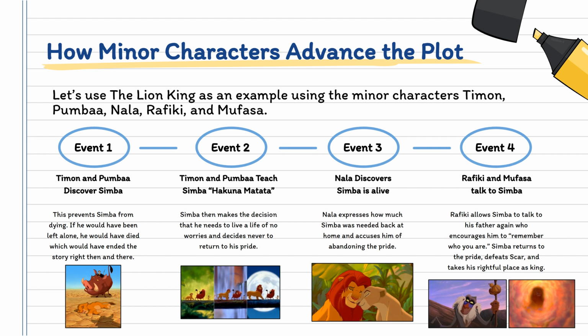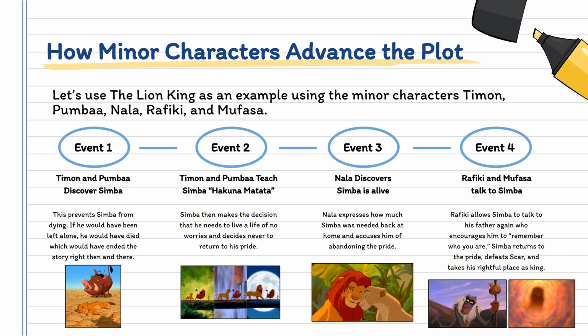So then we have Timon and Pumbaa, and they teach him Hakuna Matata, right? So Simba learns Hakuna Matata, makes his decision that he wants to live a life of no worries, and he decides that he's never going to return to his pride. And so this shows how he leads into adulthood, right? So again, moving the plot forward. Event 3 is when Nala discovers that Simba is alive. She expresses how much Simba is actually really needed back at home, and she accuses him of abandoning the pride. And so this puts that seed of doubt in him of maybe I did the wrong thing. And so that thought of, hey, I probably did the wrong thing is going to move the plot forward into him trying to solve the problem.